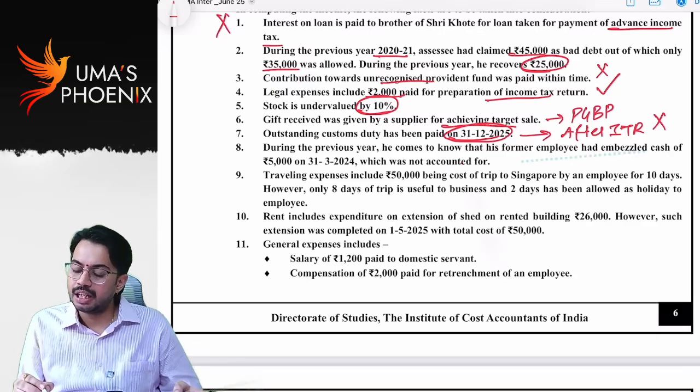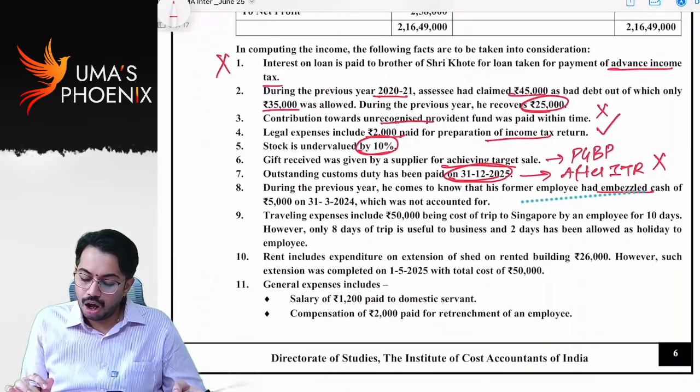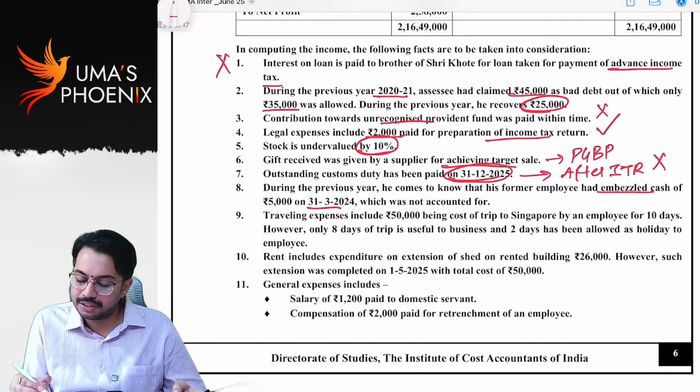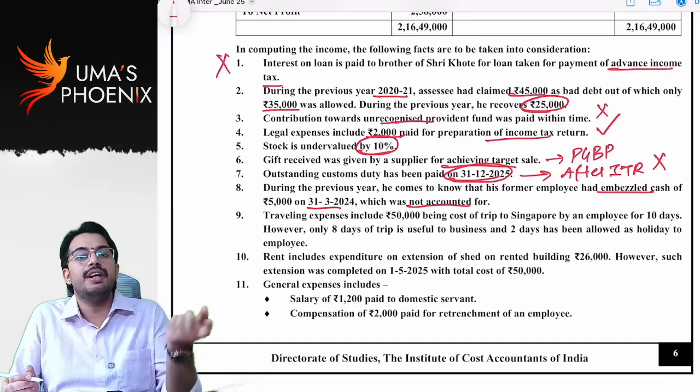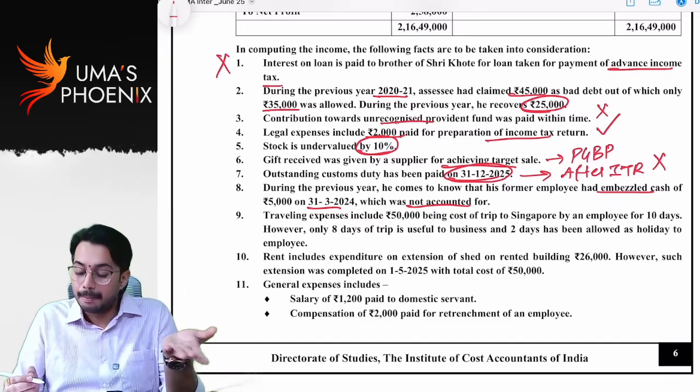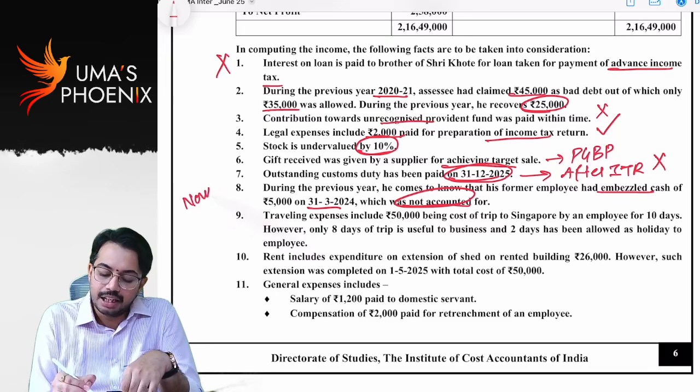During previous year, he comes to know that his former employee had embezzled cash of 5,000 on 31st March 24, which was not accounted for. See, loss of cash. If it is claimed as deduction, good, but it is not accounted for. Now you will claim it as deduction.